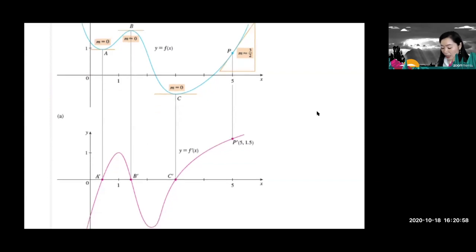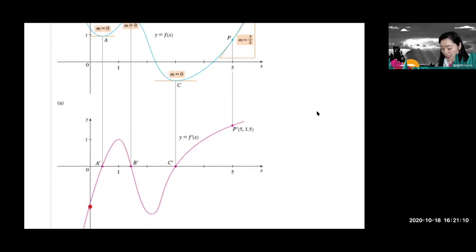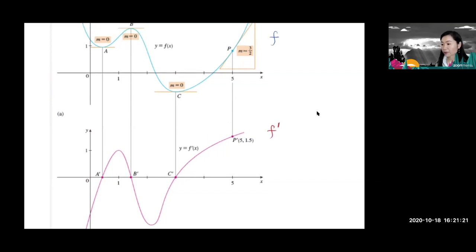And then we can pick more points on this graph of f, and we can estimate the slope of the tangent line at each one of them. And repeating this process, we can get the graph for f prime. So this is the graph for f prime, and this is the graph for f.